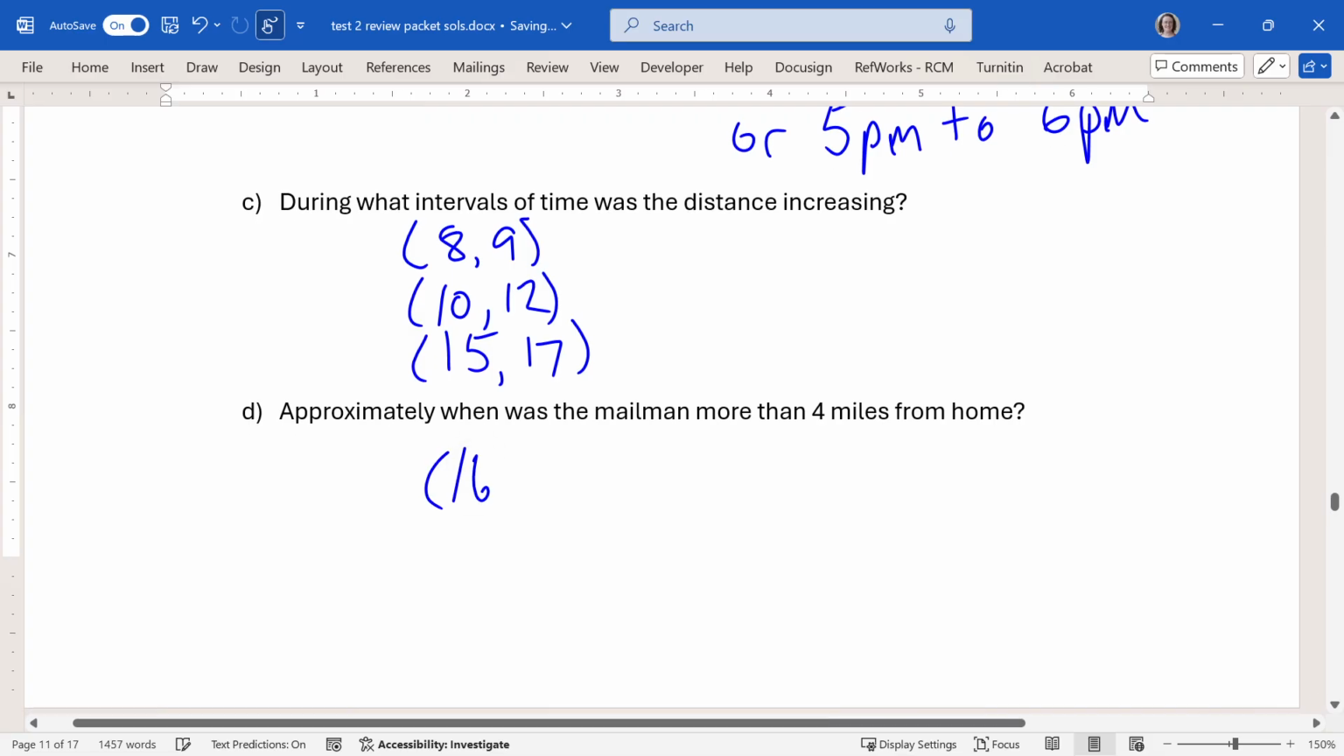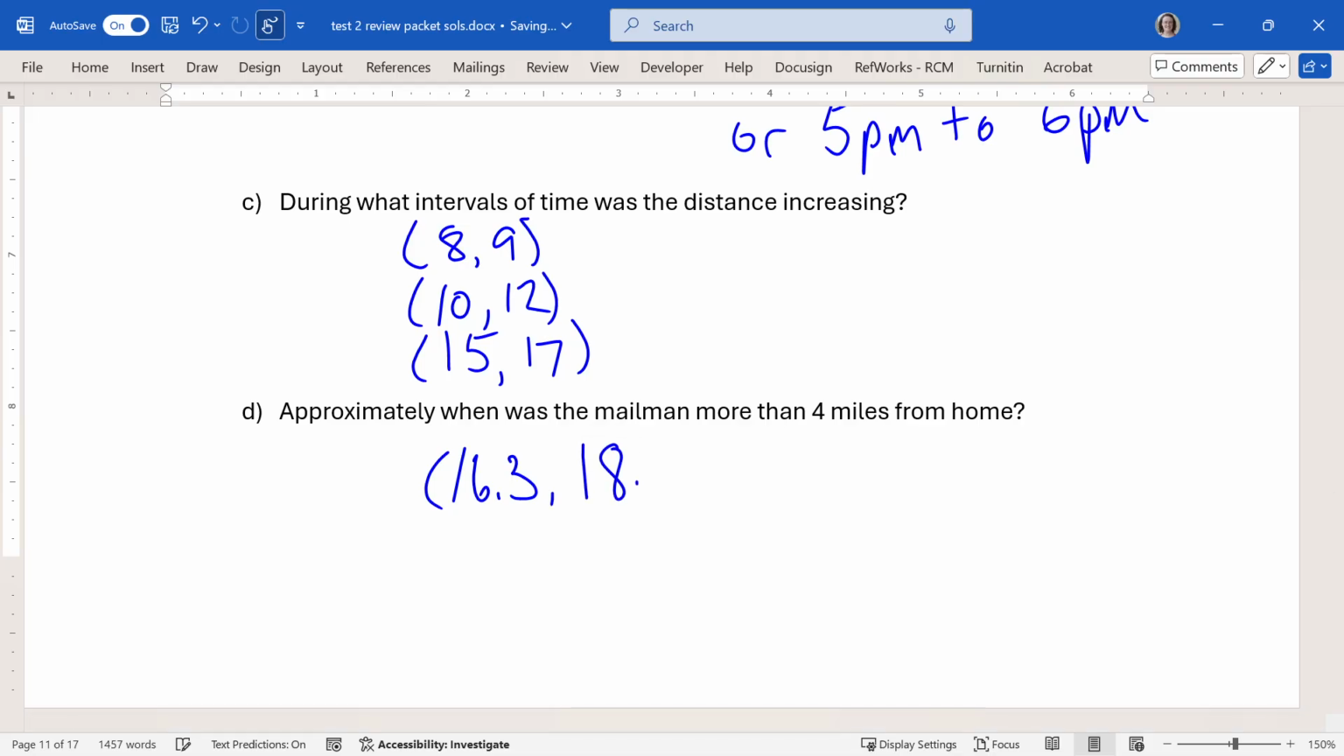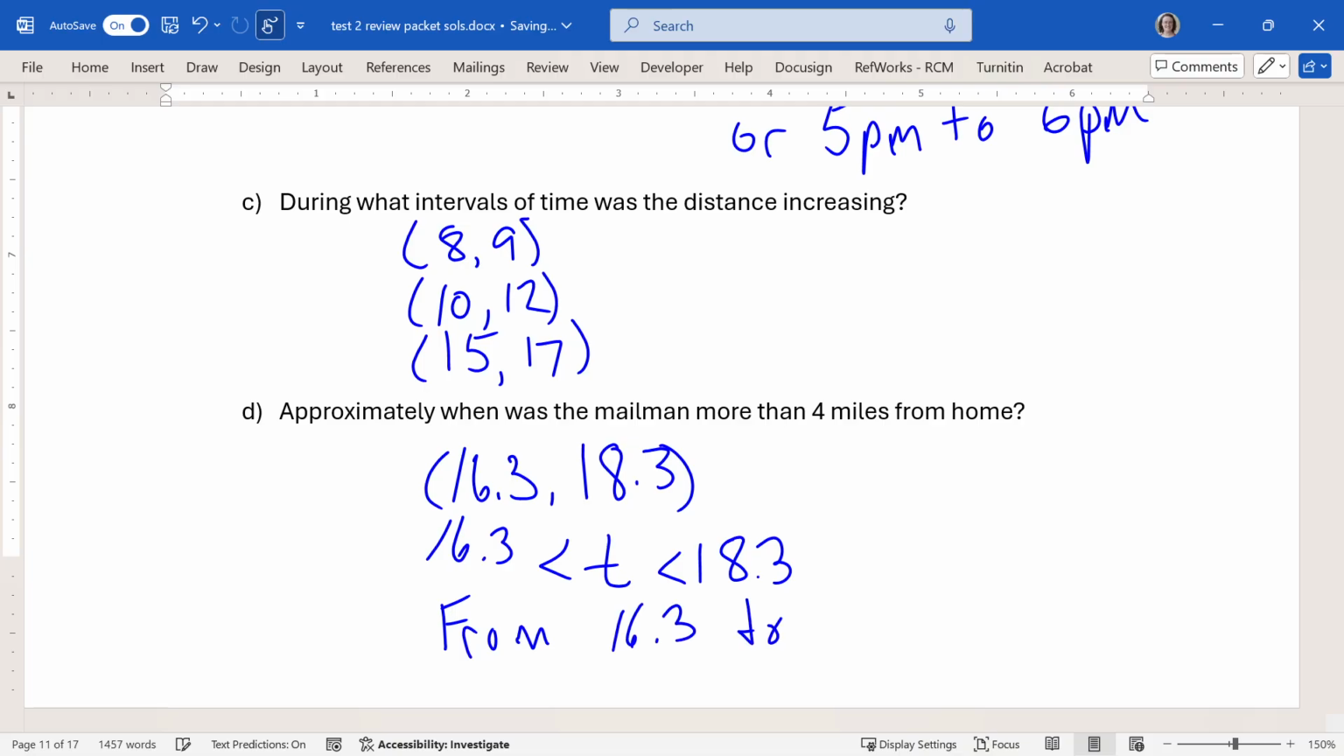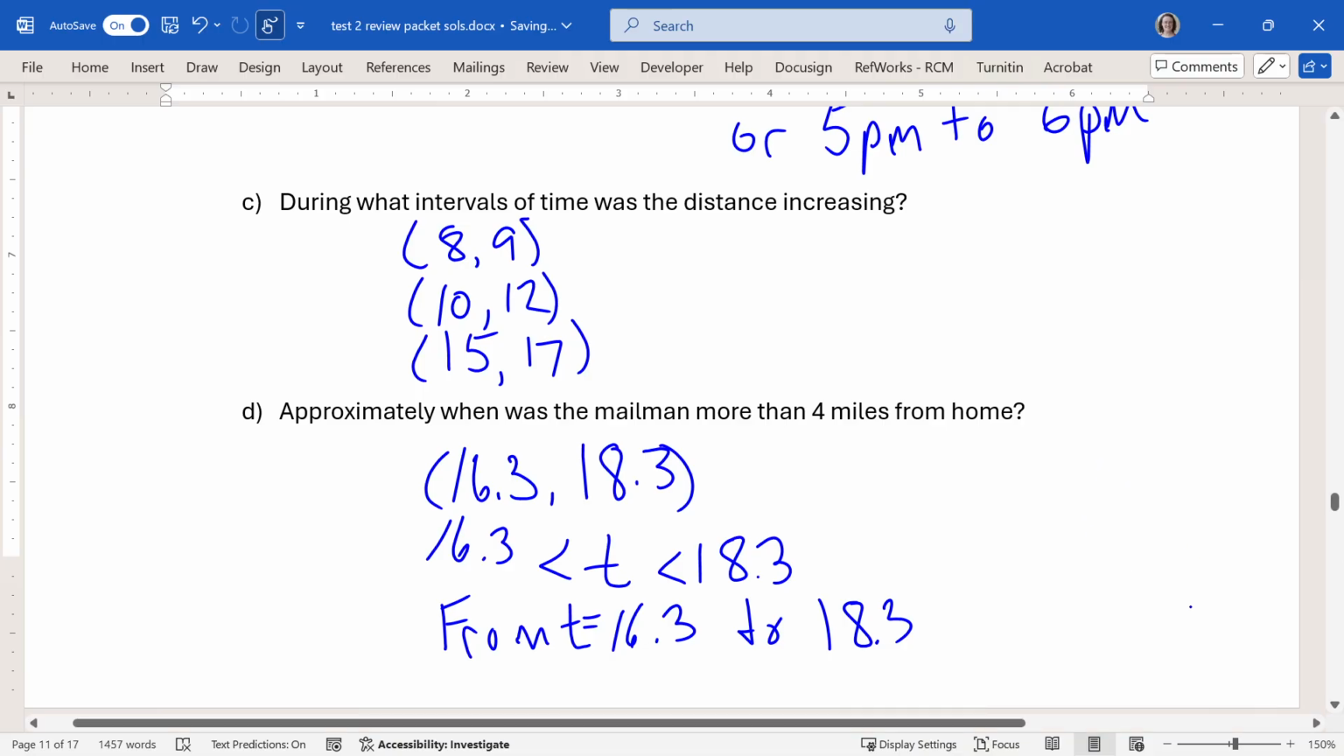So I'll give that as an interval. Or you could do it with an inequality like this kind of thing. That will be fine as well. Or you could even just say it in words like this, like from 16.3 to 18.3. And those are the t values.